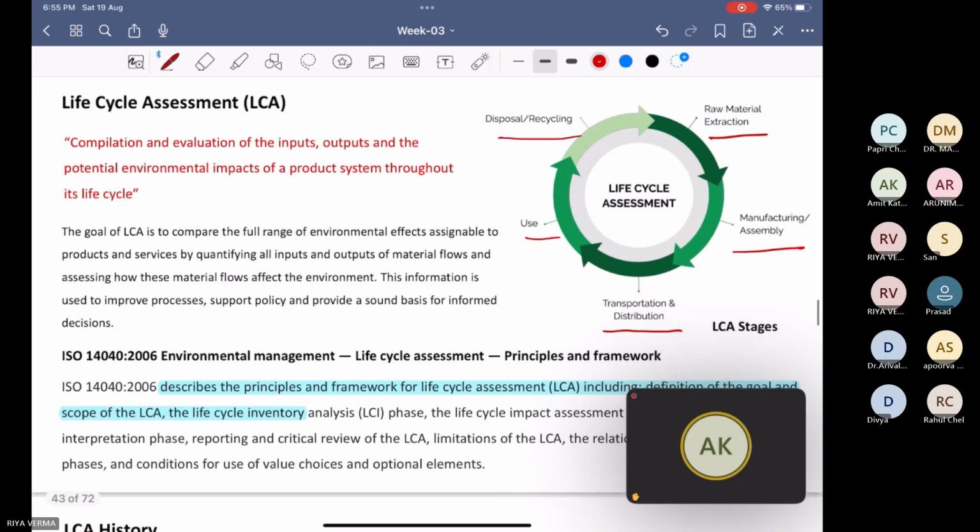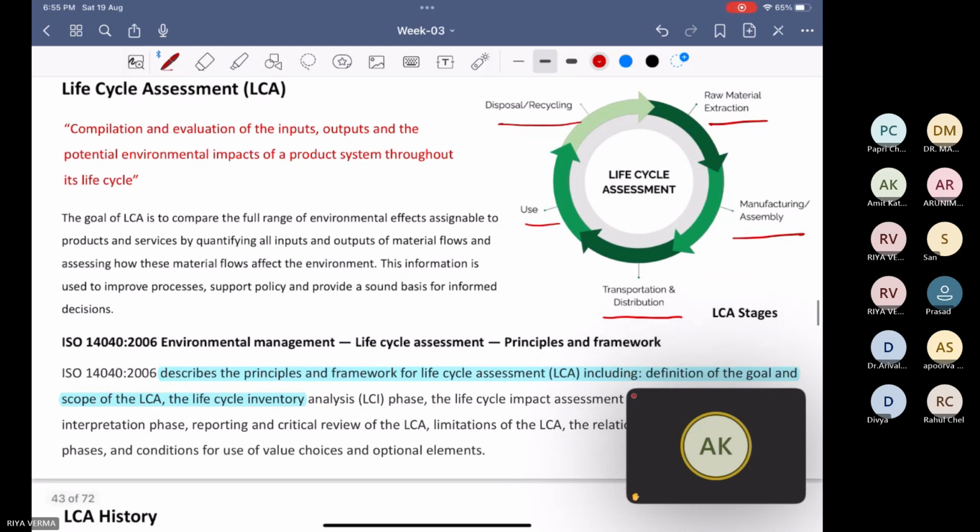So basically, the goal of LCA is to compare the full range of environmental effects that are assignable to products and services by quantifying all the inputs and outputs. Quantifying. We need to have a certain quantity. How can we quantify?